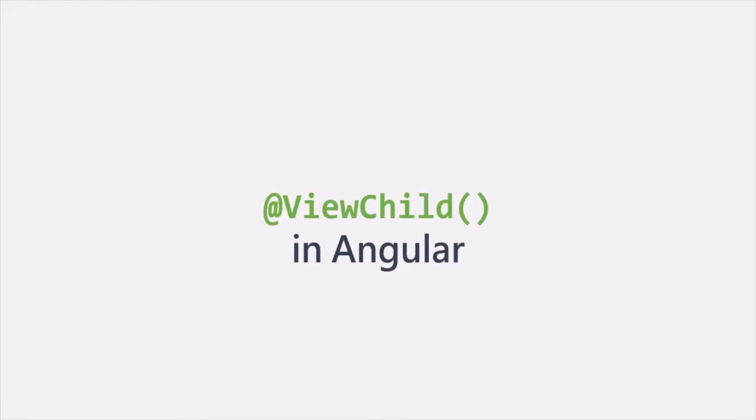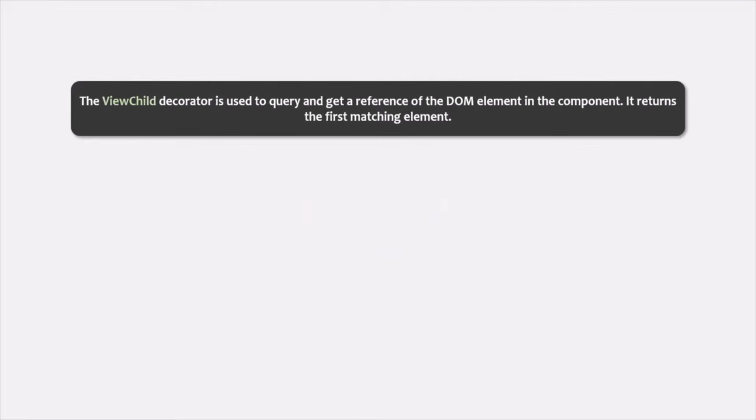In the last couple of lectures, we learned about template reference variable, and we learned that a template reference variable stores a reference to a DOM element, a component, or a directive. Now, in this lecture, we are going to learn about ViewChild decorator and what is its use. The ViewChild decorator is basically used to query and get a reference of the DOM element in the component, and it returns the first matching element.